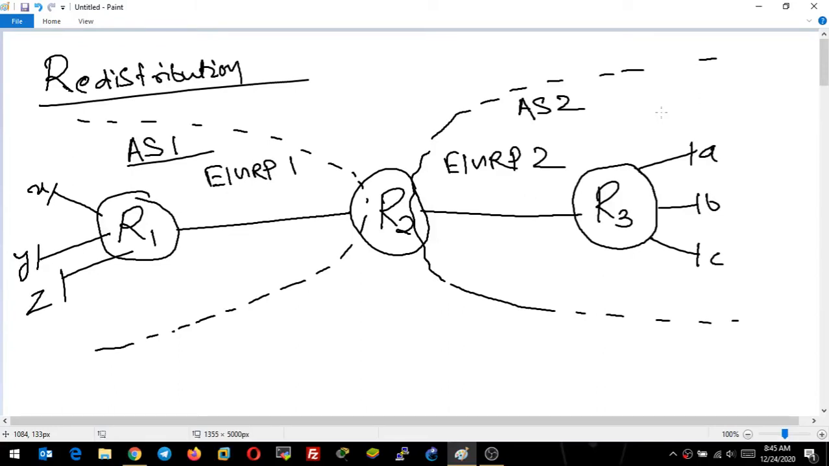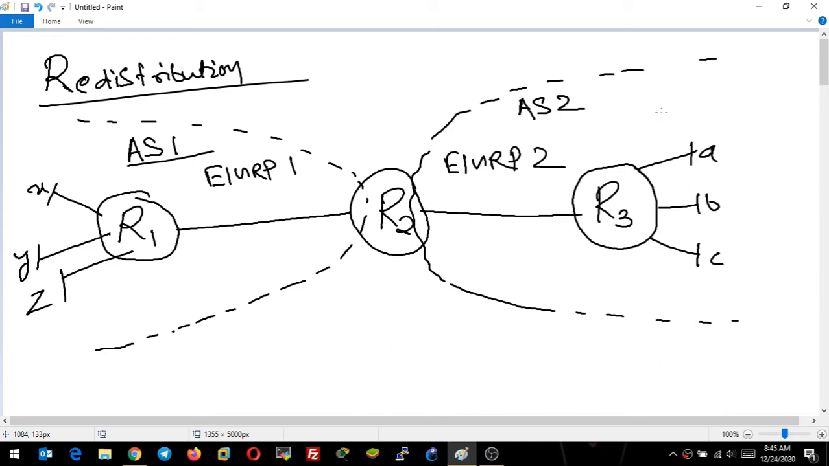Let's have a discussion about the process of redistribution. So exactly, if I am talking about redistribution, then redistribution is a process to distribute routes from one autonomous system to another autonomous system, or in other words, to inject routes from one autonomous system to another autonomous system, or from one routing protocol to another routing protocol. Like this you can understand.